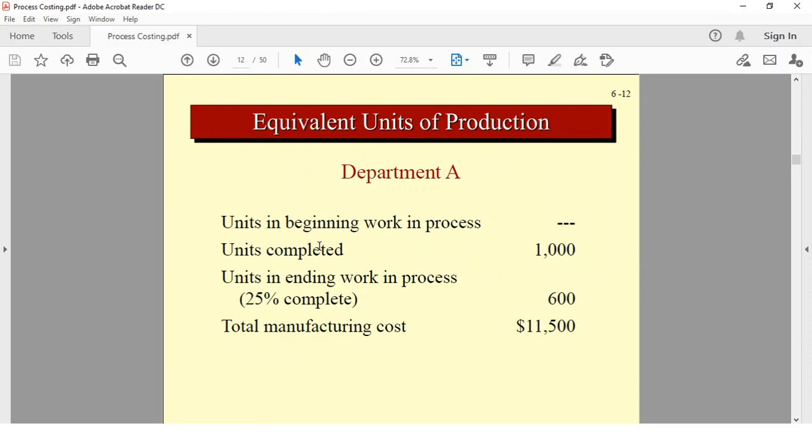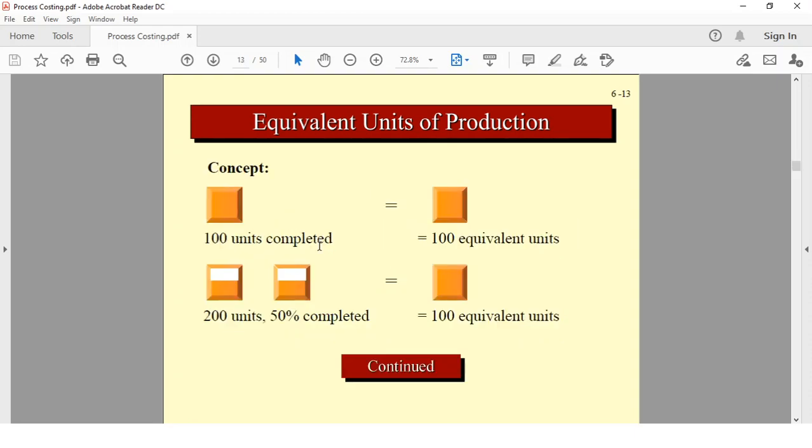So, for example, here, you have a Department A with no beginning work in process. You have units completed of 1,000 units, and then you have units in ending work in process, which is 600 units, 25% complete. And then your total manufacturing cost is 11,500. Now, how do you compute the EUP? So, this is the concept of your EUP.